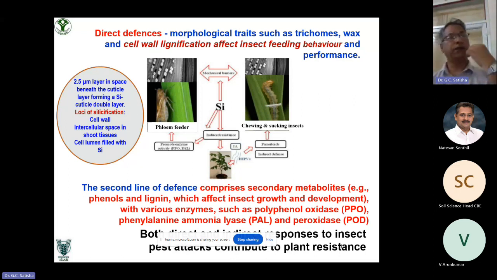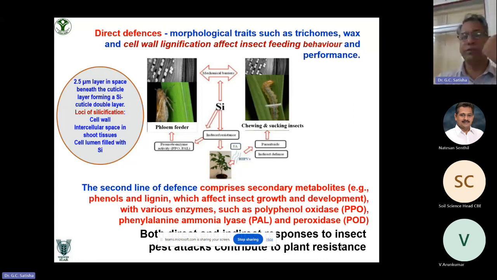Another thing is that phloem feeders can also be controlled. Sometimes we see movement through the xylem, but in some cases phloem feeding also takes place. In such cases, some of the pests target only the outer layers of the leaves.